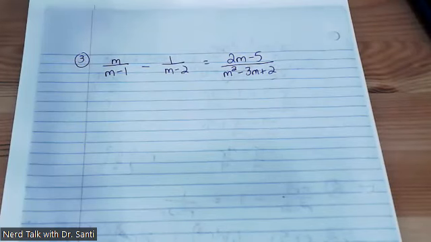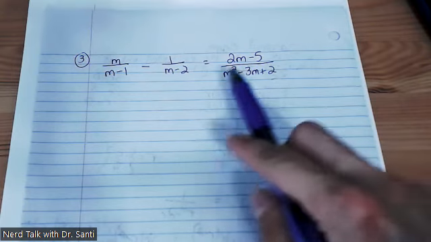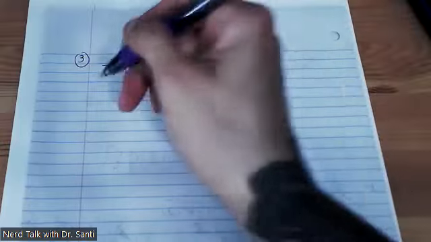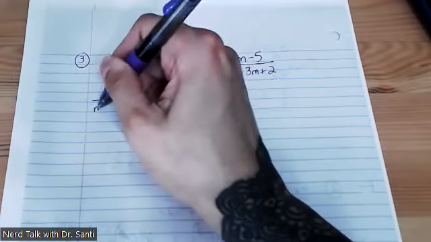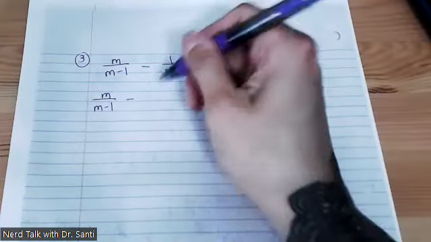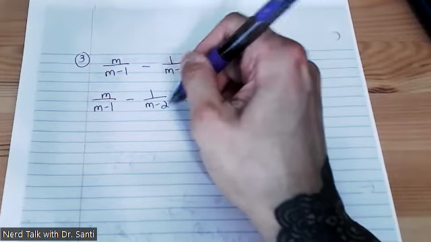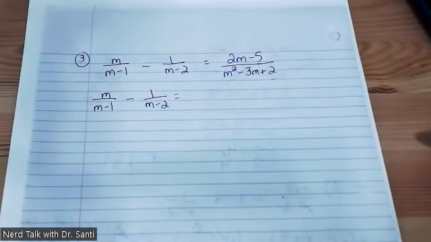All right, here is our last problem for this very short video. We have m over m minus 1 minus 1 over m minus 2 is equal to 2m minus 5 all over m squared minus 3m plus 2. Okay, let's go through the motions. The first thing we're going to do is factor our denominator. So we have m over m minus 1, this one's totally fine, minus 1 over m minus 2. And then over here we have m squared minus 3m plus 2.